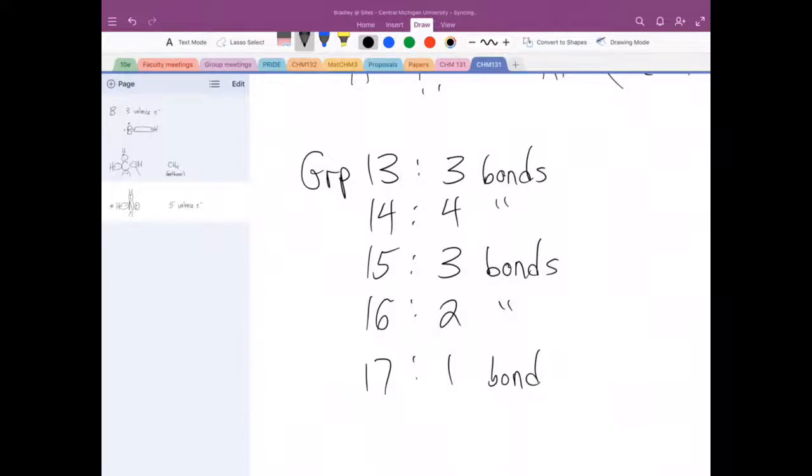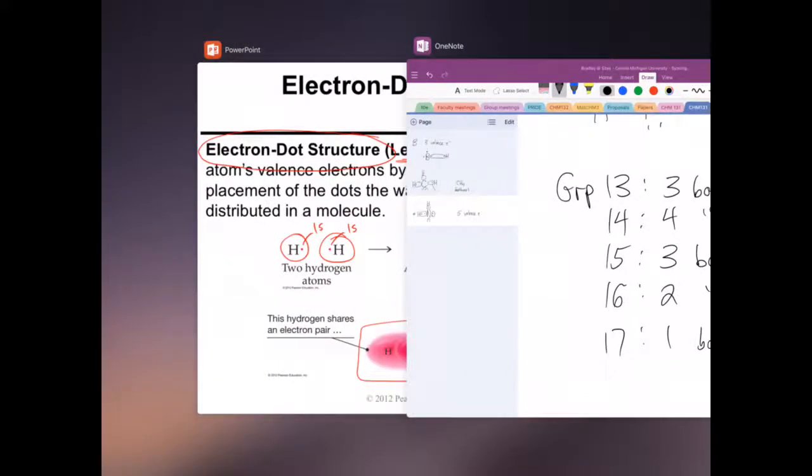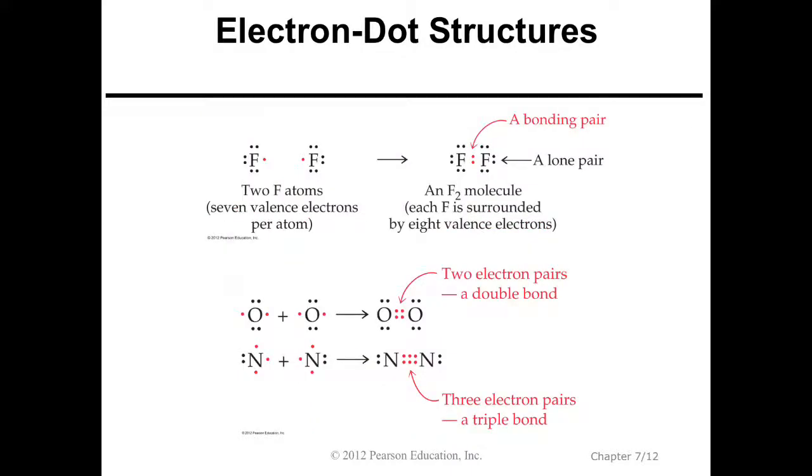Okay, so let's go back to the presentation here. These are just another look at it. If you have 2 fluorines combining, each of the fluorines has 1 unpaired electron, so you can form just a single bond. Just think of it as 1 electron from each of the fluorines, and they overlap to form this bond, the covalent bond.